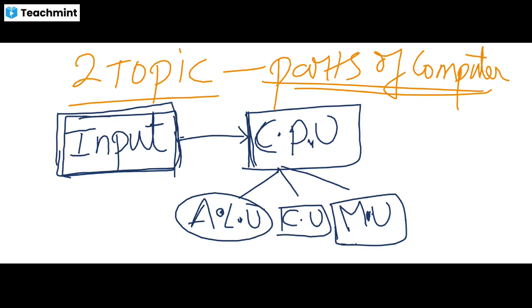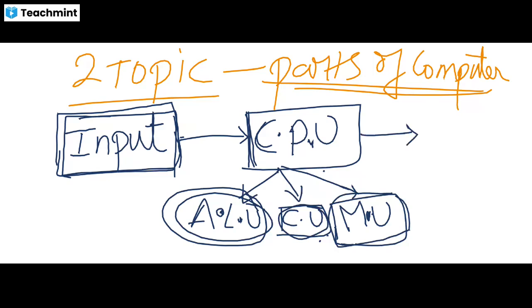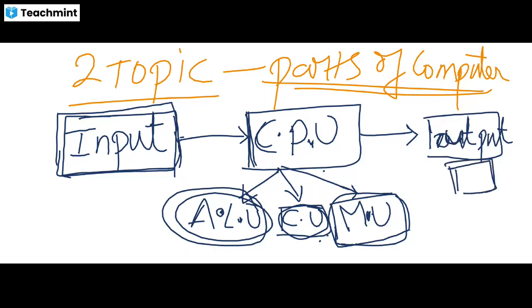Here the processing is taking place in the CPU. If you want to do any calculations, the arithmetic logical unit will do all the calculations. And CU means control unit, it will be controlling all the parts of the CPU. And the memory unit will be storing the information temporarily or permanently. After the calculation is done, the CPU will send the information to the output. What is the output? That is the monitor. The monitor, the TV-like structure we will be seeing, on that we will be getting the output information.